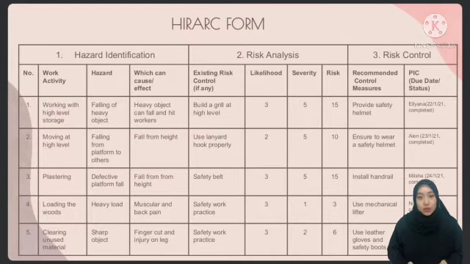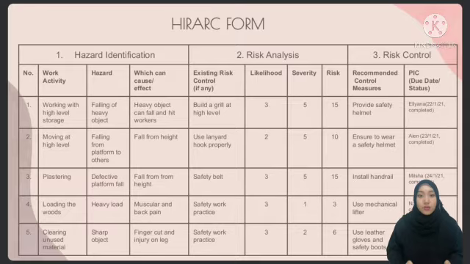For number 1, the work activity is working at high level storage, and the hazard is the heavy object falling off, that can cause a heavy object to fall and hit the other workers. The existing risk control is a grill at a high level, which has the likelihood 3, which is possible to happen in some cases. Severity is 5 because it can lead to death or fatality. And the last is the risk level, which is 15, that means the highest. So, it needs a faster and rapid action in order to lower the risk. The recommended control that we can take is to provide the safety helmet among the workers.